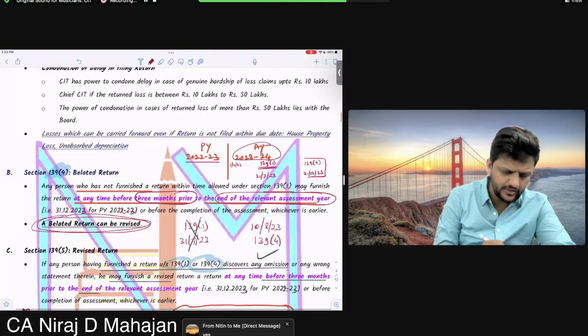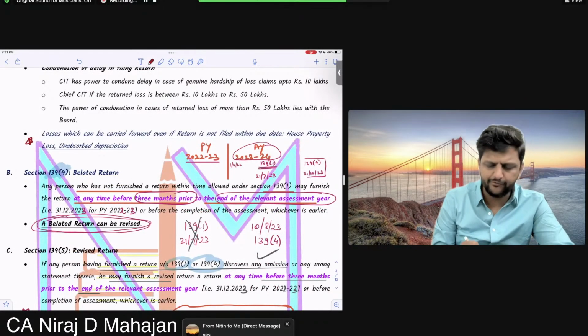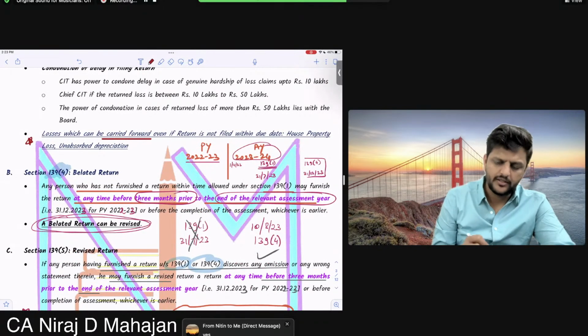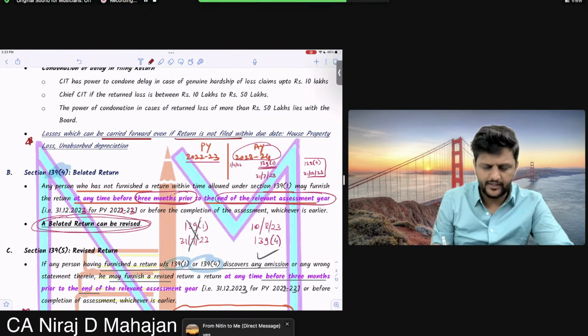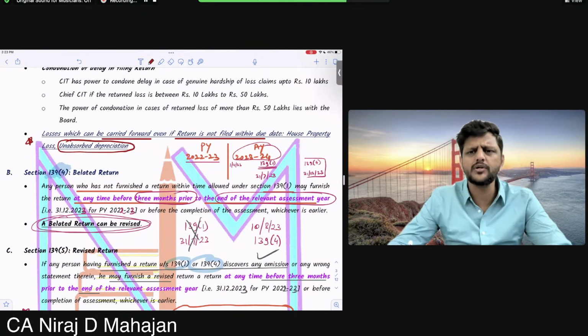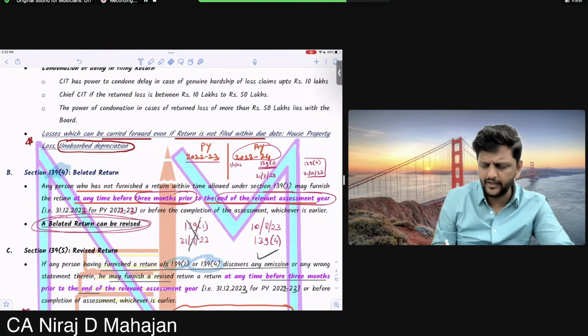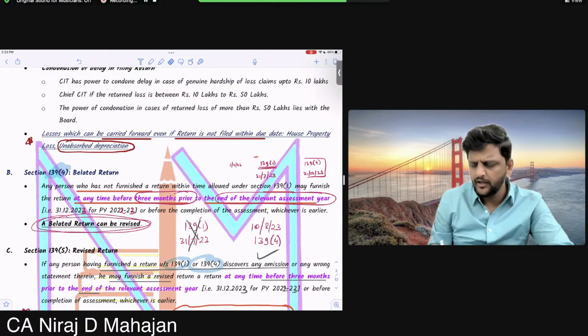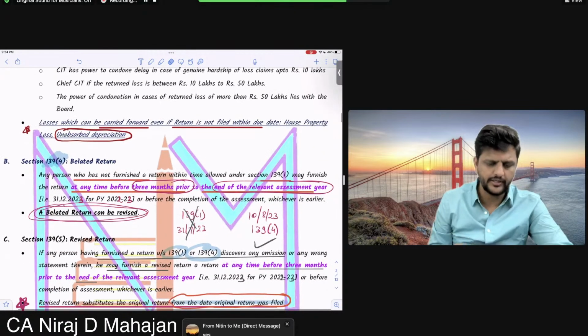So here, pay attention. Losses which can be carried forward even if the return is not filed within the due date: house property loss as well as unabsorbed depreciation. As it is, unabsorbed depreciation can be carried forward indefinitely, na? Remember that, all of you? Yes, good. Can we go ahead, everybody?